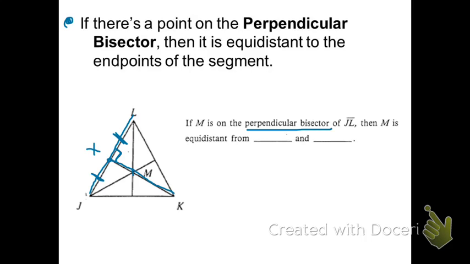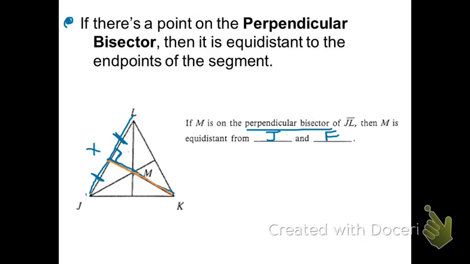So let's fill that in. If M is on the perpendicular bisector of JL, then M is equidistant from J and L. So again, any point on the perpendicular bisector is going to be equidistant from the endpoints of the segment that it bisects. And it makes sense because you start off in the middle of that segment and you go straight up. As you move straight up without leaning to one side, since you're perpendicular, it's always going to be equidistant from J and L.